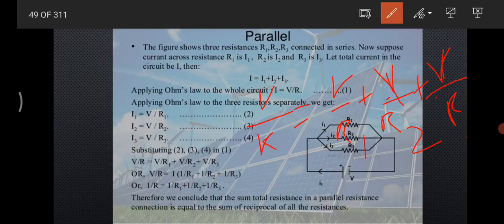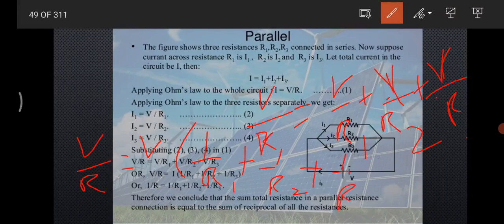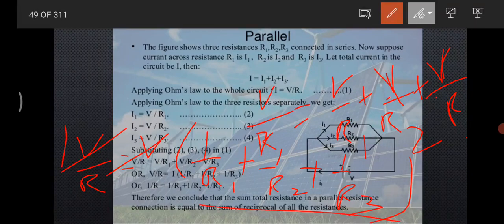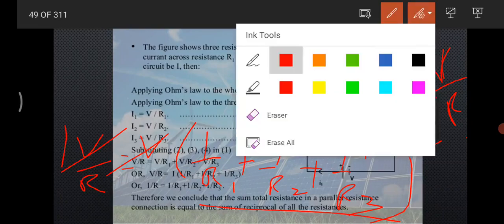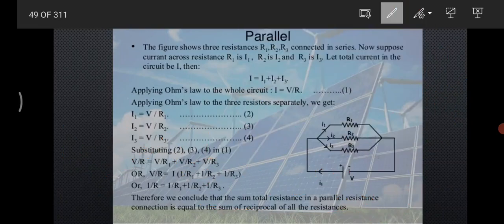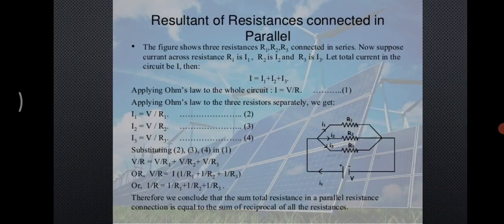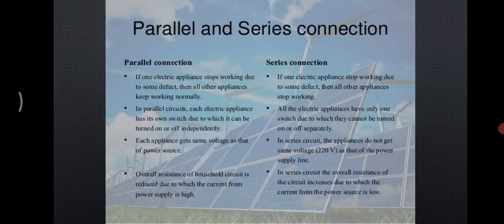When you take it, V by R is left, so V is common. If you take V, 1 upon R1 plus 1 upon R2 plus 1 upon R3 will be left. Now this will get cancelled. What is left here? 1 upon R on this side, and 1 upon R1 plus 1 upon R2 plus 1 upon R3 on the other. So this will be the total formula to calculate the value of total resistance in a parallel connection.